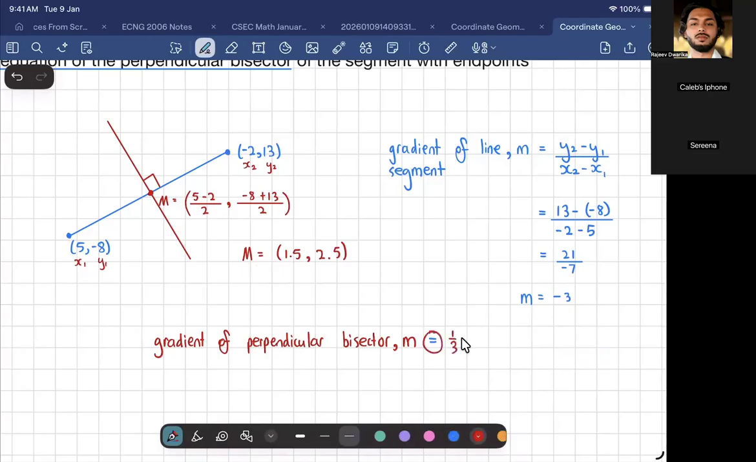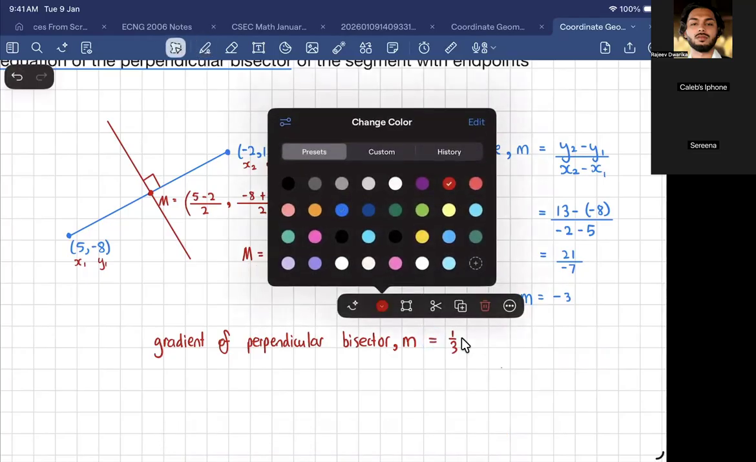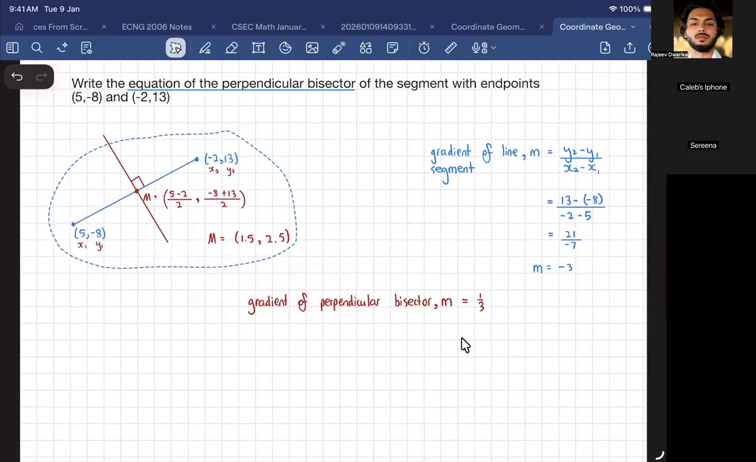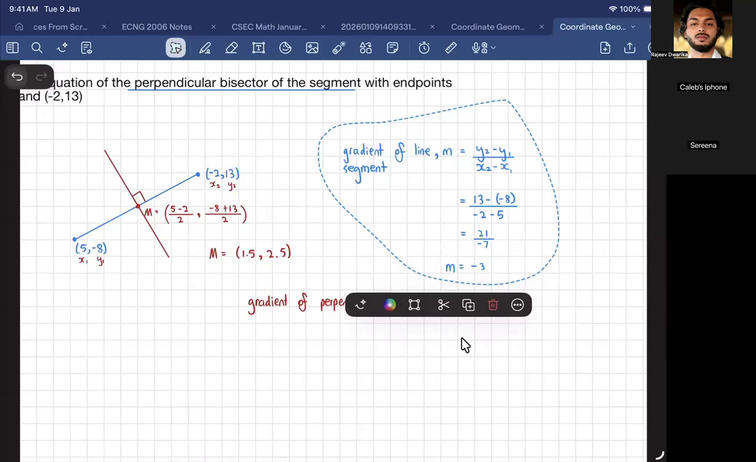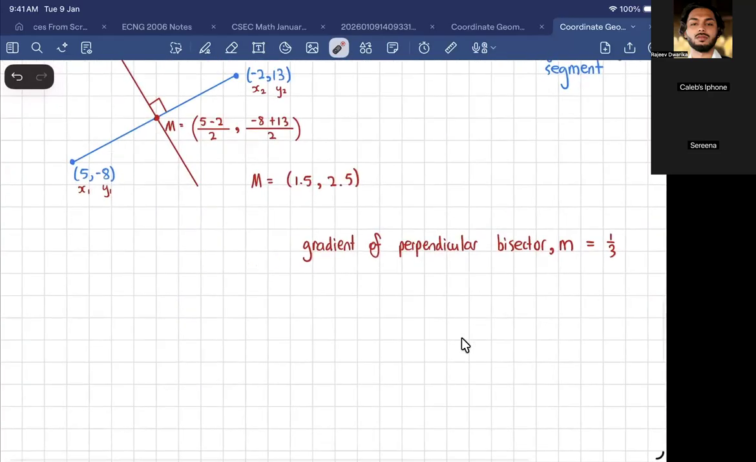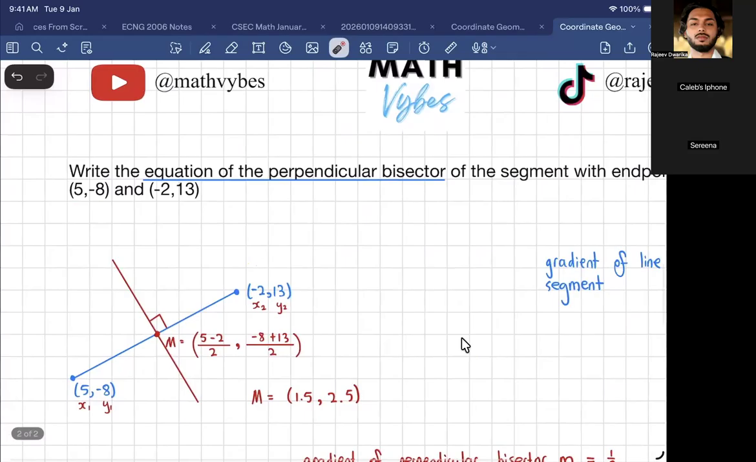So Serena, I presume you get through this? Yes, sir. So, Caleb, we have plenty of information now. We know what the gradient of the perpendicular bisector is, and we also have the midpoint, right? Why is the midpoint important? Caleb, didn't they want us to find the equation of the perpendicular bisector, which is the red line?